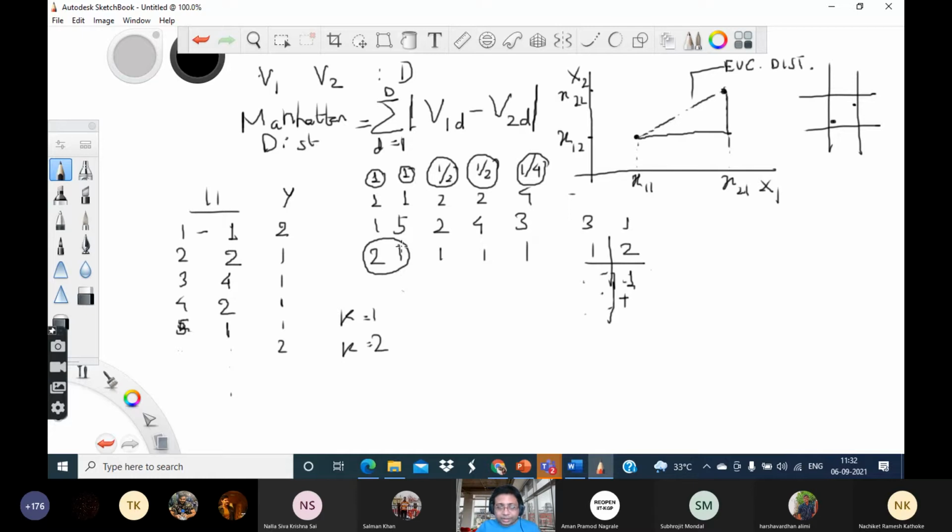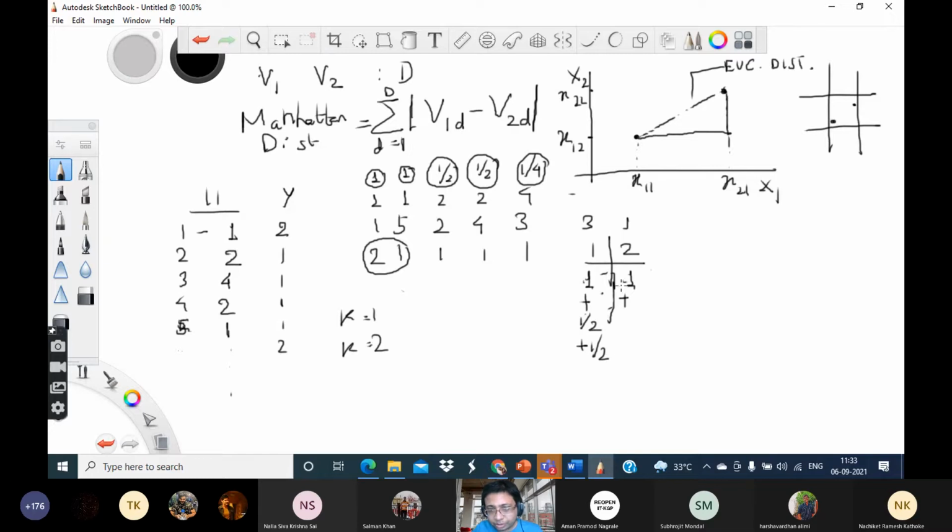Next, I consider the second point, which also has 1 vote. So I can write 1 class. Next, I consider these 2 points together, point number 2 and 4. Point number 2 is voting for class 1 and its weight is half. Similarly, point number 4 is also voting for class 1, with equal weightage of half.